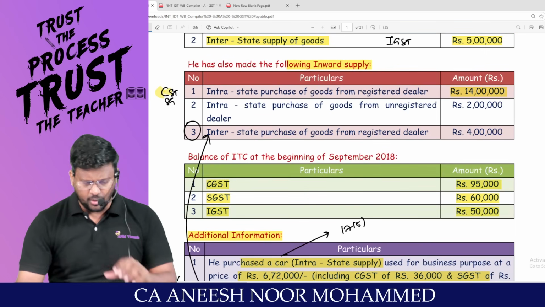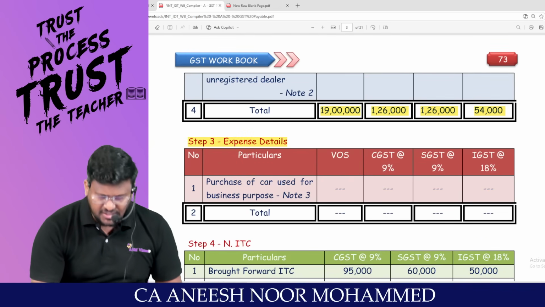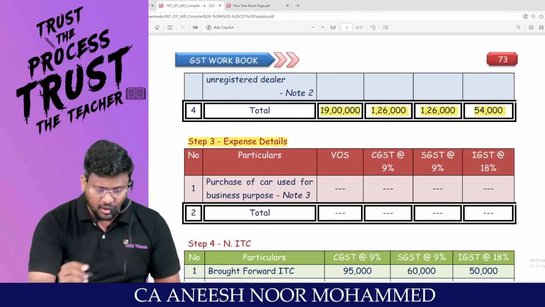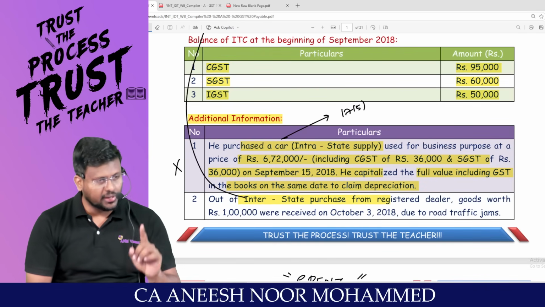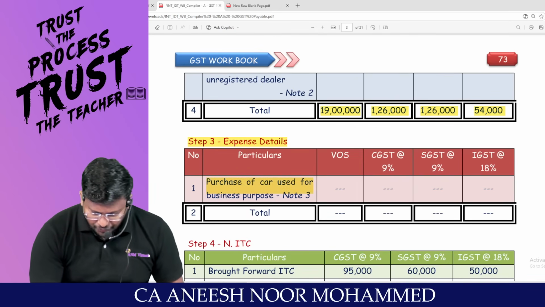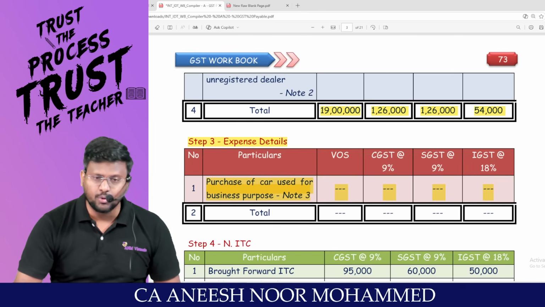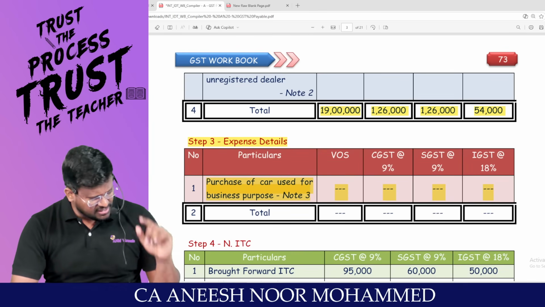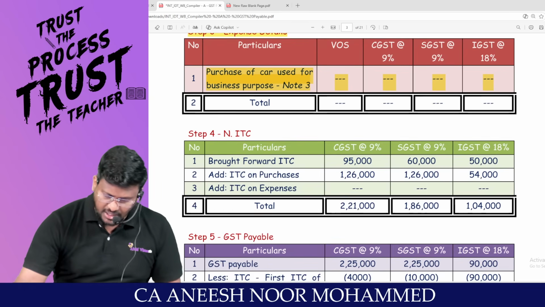In this particular question, there are no expenses. So step number 3, expense details, I will just put it as nil. One expense is there, which is car expenses, which is a blocked credit as per Section 17(5), purchase of car used for business purpose. Nothing is there, I have to put a dash. Actually, I have paid GST, but I am not entitled to claim ITC. That's it with regard to step number 4.